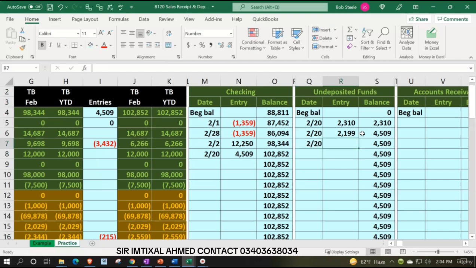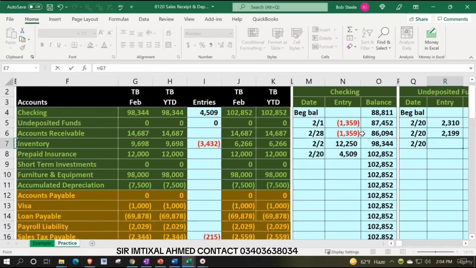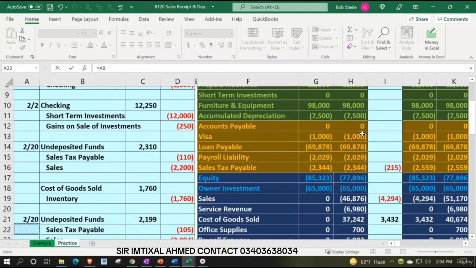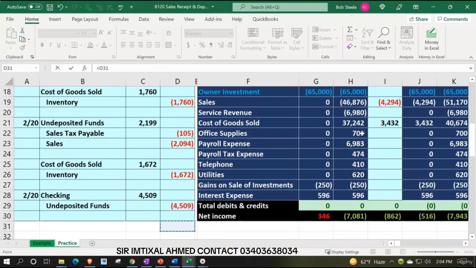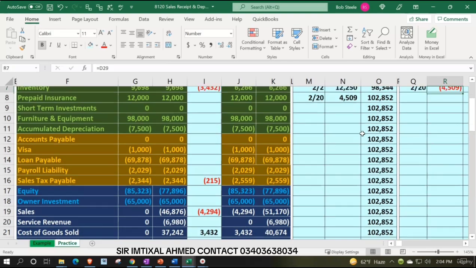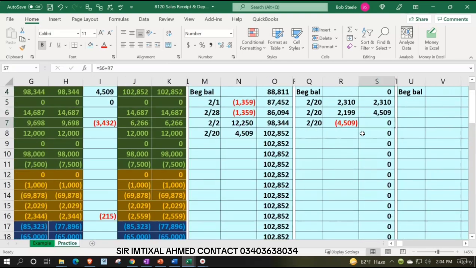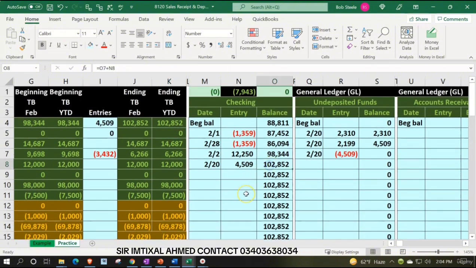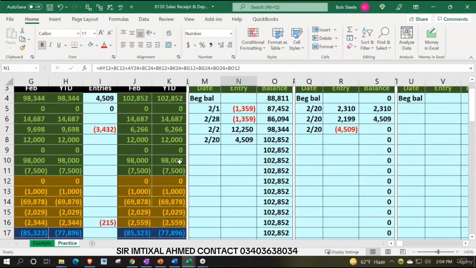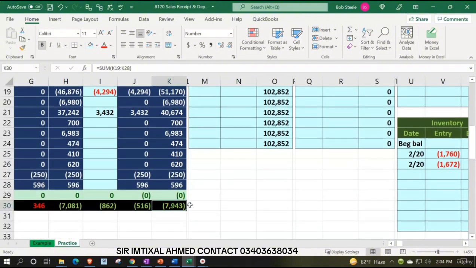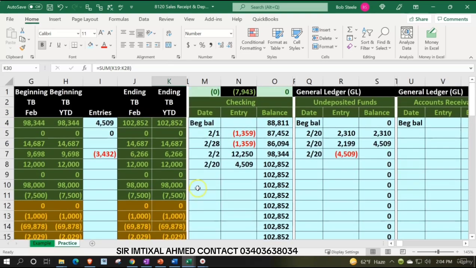We're going to be saying this is an R7 equals, left to the wall, R7, scrolling down, we're going to pick up then the undeposited funds of the 4509, bringing it back down to 0. So we're back to 0 in the undeposited funds, matching the trial balance. We're at the 102,852, matching the trial balance in the cash. We're back to 0 up top in the posting to the general ledger, and our general ledger year-to-date number here for net income matches the year-to-date number on the trial balance as well.